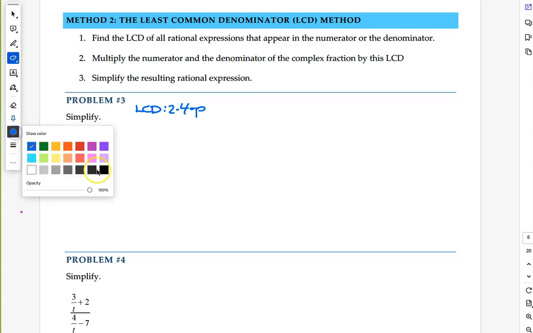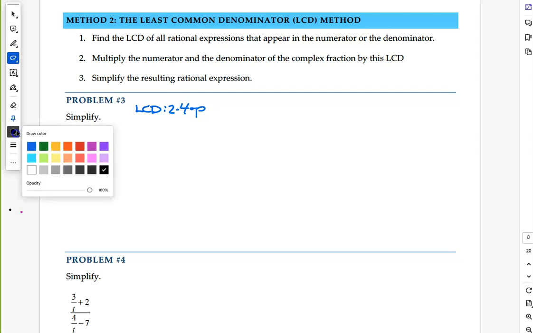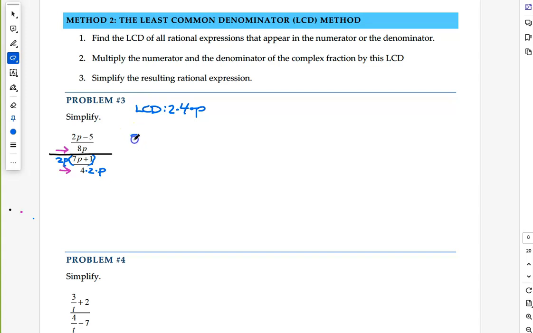Okay, and I'm going to put this bigger fraction bar here, because sometimes that is helpful, just to keep those parts separated and think about them as separate parts. So the numerator of the big whole fraction, I'll say the top fraction, maybe that will be a better way to say what I'm trying to do here. That's going to stay as 2p minus 5 over 8p.